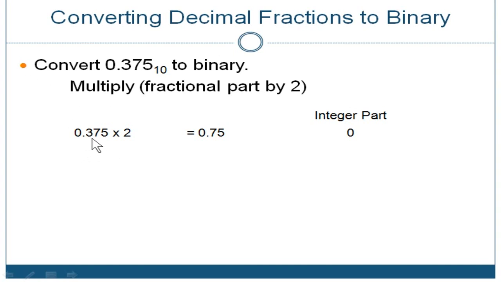So 0.375 should be multiplied by 2. The answer you are going to get is 0.75. Okay, this is the answer you will get when you multiply this. Now you are going to take the integer part. So the integer part you have to take separately. You have to keep it by the side. Okay, write it on the right hand side of the answer you got.